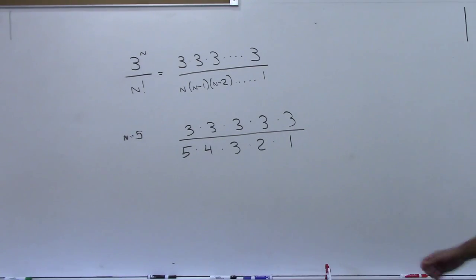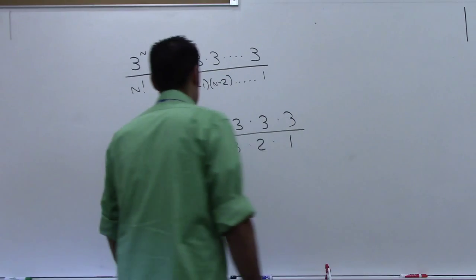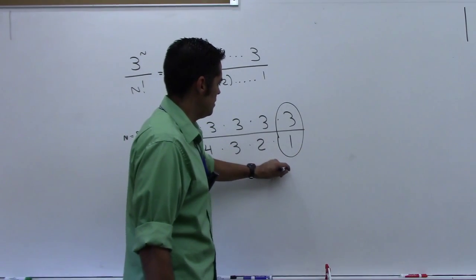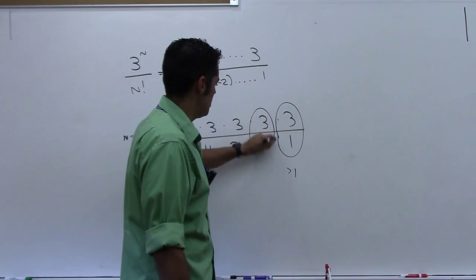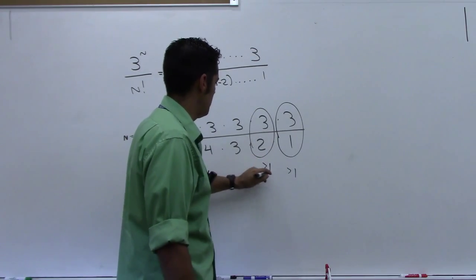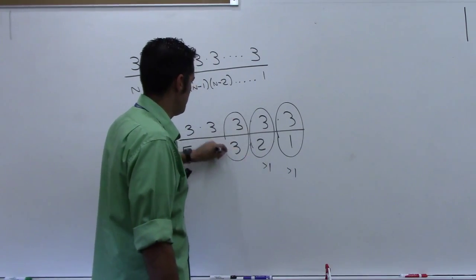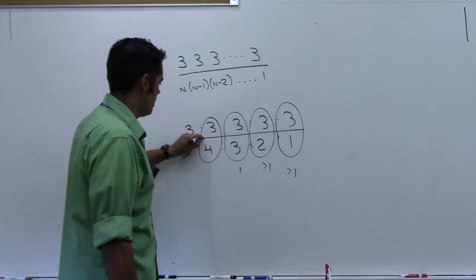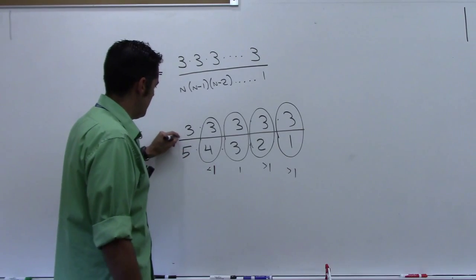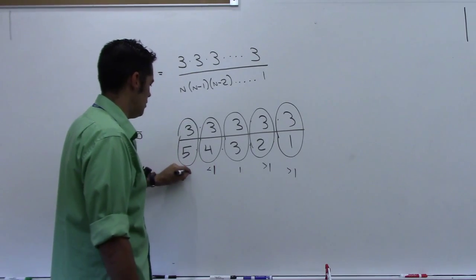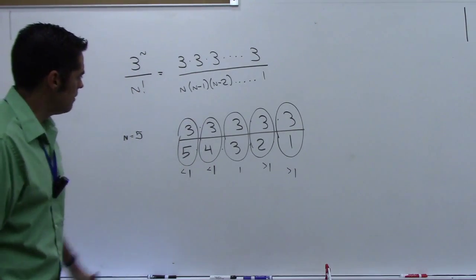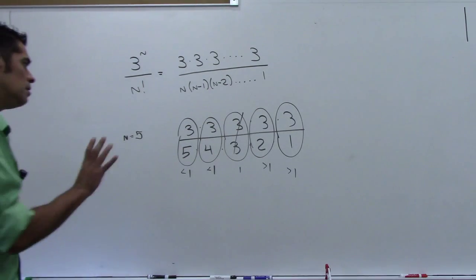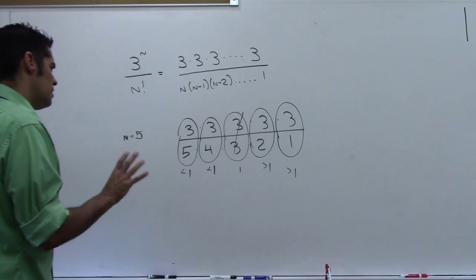And so what I'm going to hope for is that I can somehow get some control over this. Notice that this number is bigger than 1. This number is bigger than 1. This number is bigger than, or is, 1. This number is smaller than 1. This number is smaller than 1. So those three, I can just cancel them out. So here's the thing we're trying to see here.